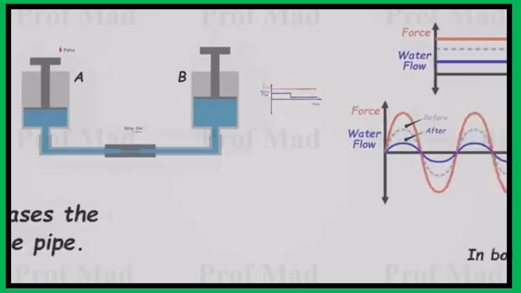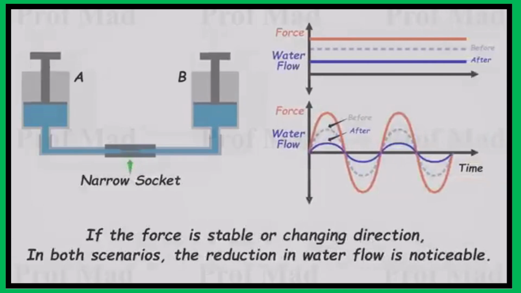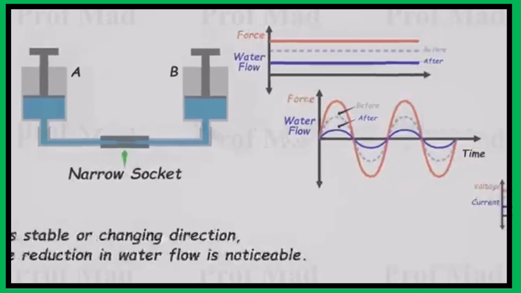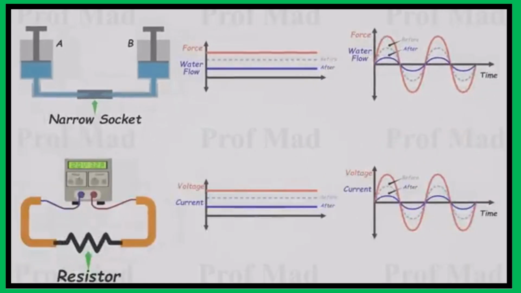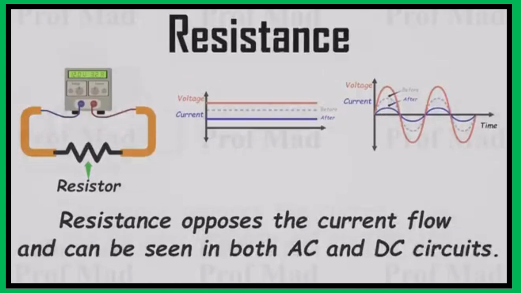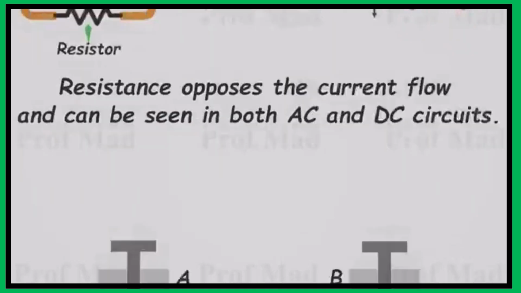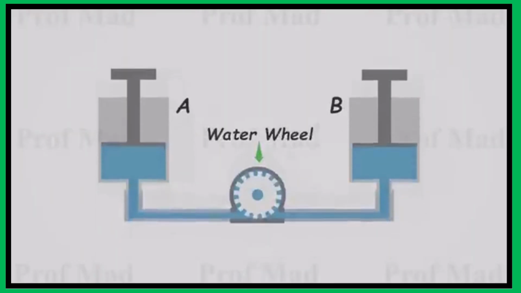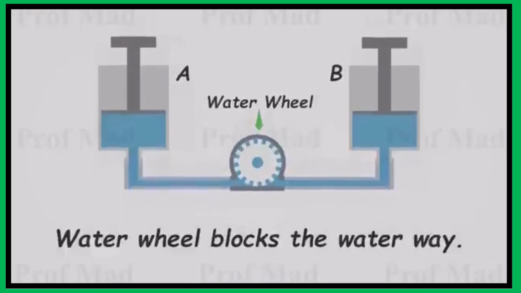Whether the force remains stable or changes direction, the reduction in water flow is noticeable in both scenarios. The same principle applies to an electrical circuit when we connect a resistor. The resistor diminishes the current flow through it. As we mentioned at the beginning of this video, resistance opposes the flow of current and is present in both AC and DC circuits. Here we have a water wheel connected to the water pipe, blocking the water's path.